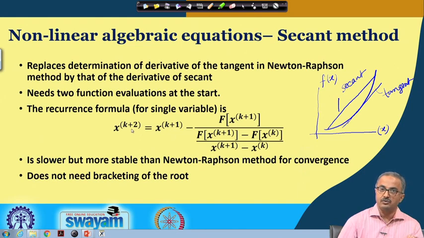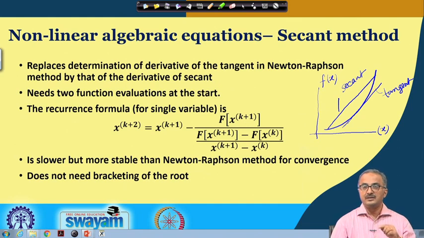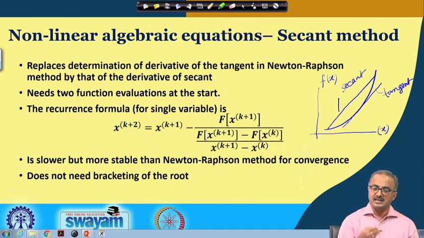Once we find this updated value of xk plus 2, we replace xk with xk plus 1 and xk plus 1 with xk plus 2, and we find xk plus 3. And then after finding xk plus 3, we replace xk plus 1 by xk plus 2 and xk plus 2 by xk plus 3, and we get xk plus 4. So this is the way we keep doing this, and we go towards the solution.